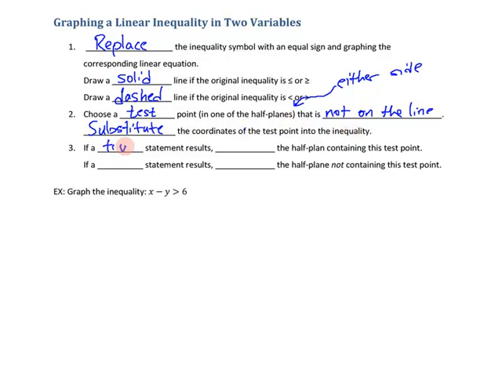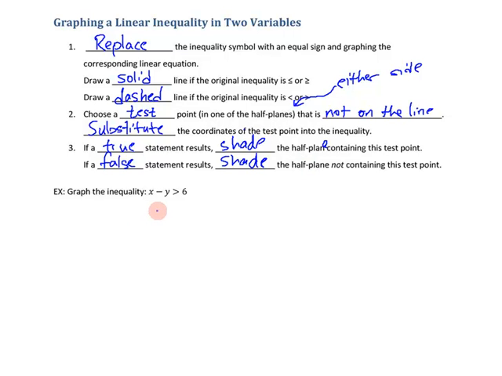If a true statement results, you're going to shade, color in, the half plane that contains the test point. If it's false, then you're going to shade the other side, the side of the line that does not contain that test point. Then everything that's shaded is part of the solution set. That means if I pick a point in the shaded side, it will satisfy the original inequality. You will have graphed everything that satisfies the inequality.